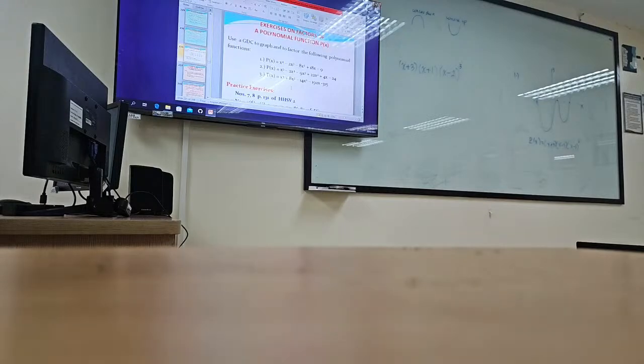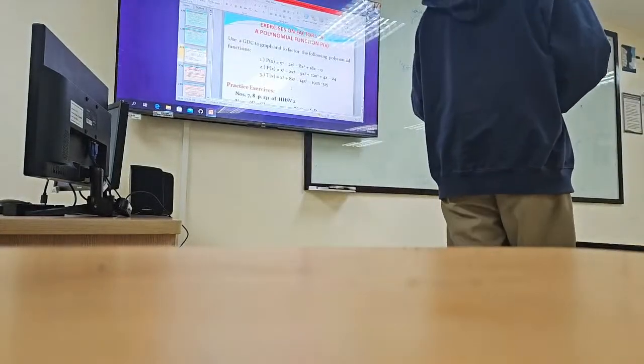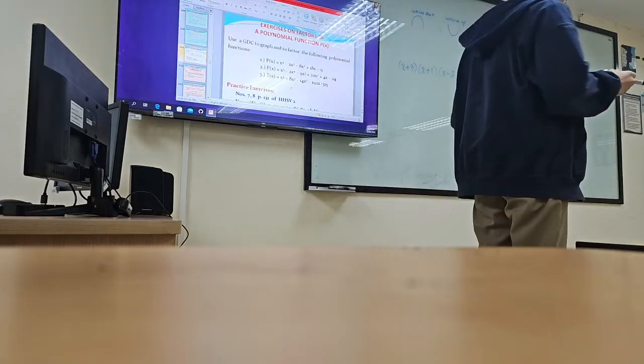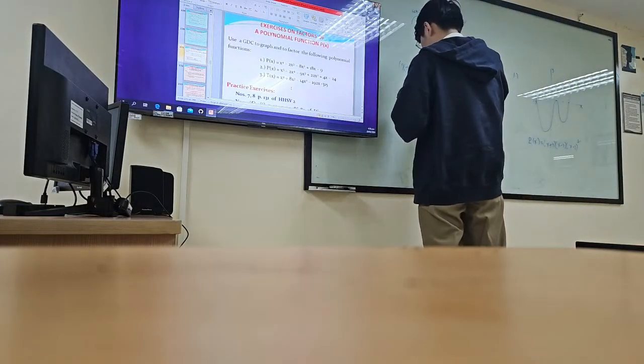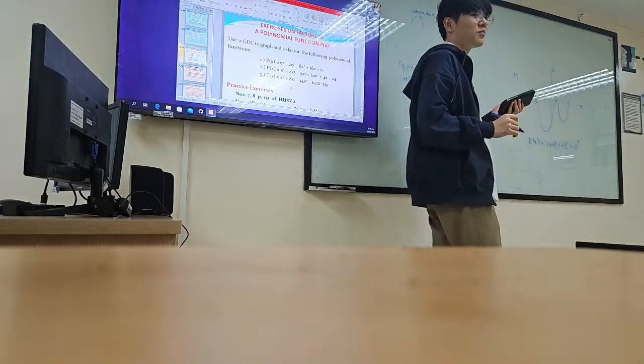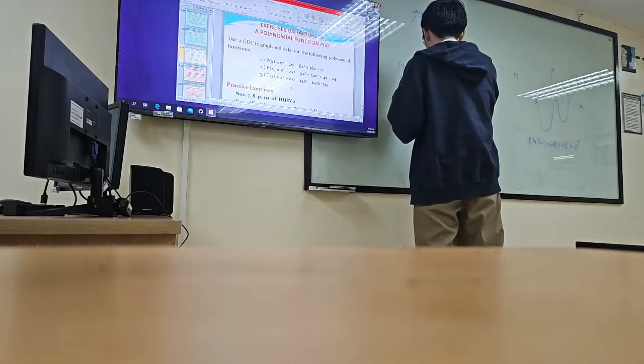Come on. We'll tell you first. If you have the graph, and the graph is clear, you can get the factors. x plus 7. x plus 3 squared.